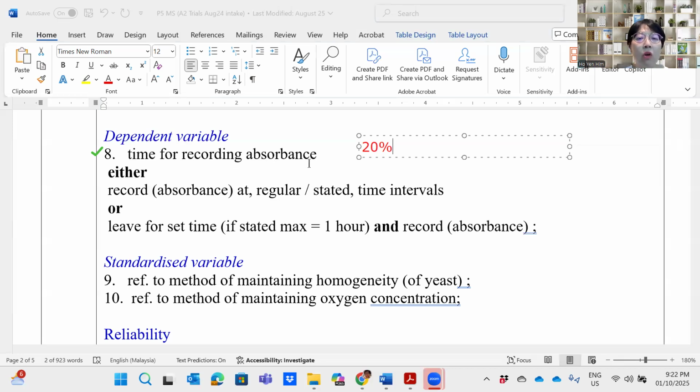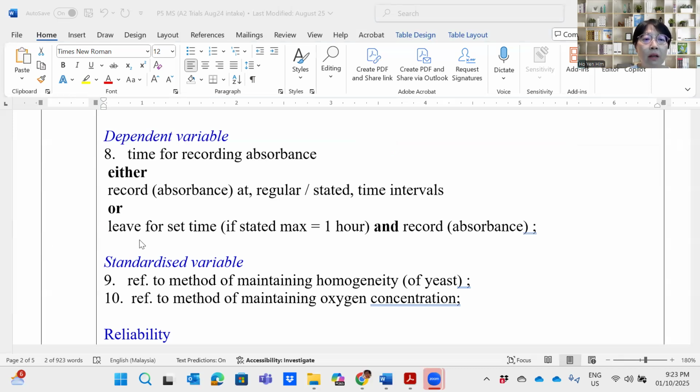So for time for recording absorbance, you fix your absorbance, read the time. That means you have to read the absorbance at regular time intervals to reach that 20%. Or you can leave it at a set time, and after the time, you read the absorbance. So 2 ways to measure. So this is your independent variable.